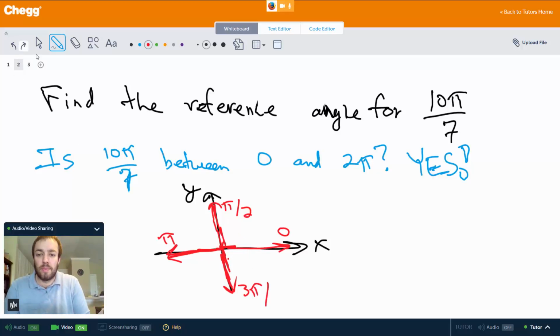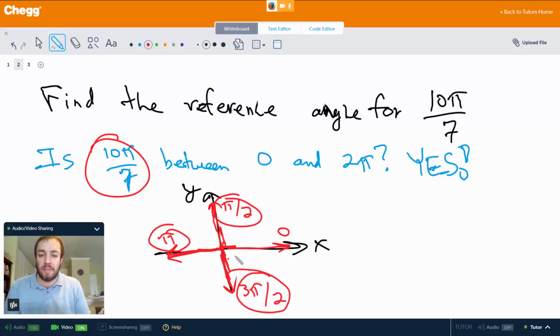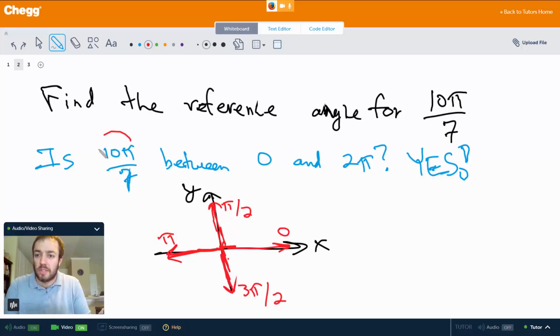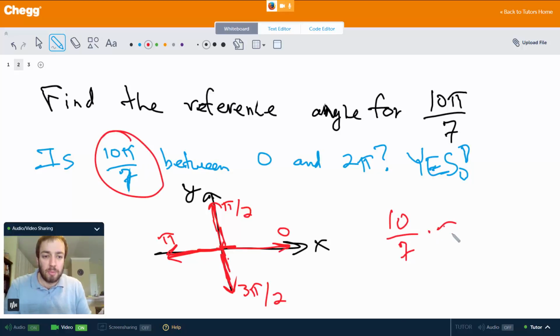Now, where does 10 pi over 7 fit into all this? Well, what we can do is get 10 pi over 7 and pi over 2 and pi and 3 pi over 2 having a common denominator. So let's be a little more careful though. If we look at 10 pi over 7, we can say, okay, well, that's 10 over 7 times pi.